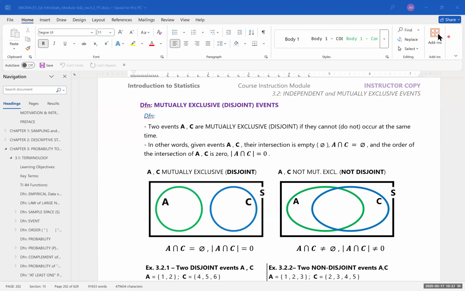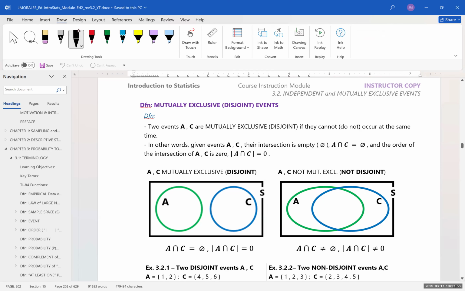Okay, so let's talk about the definition of mutually exclusive events. Another word for mutually exclusive is also the word disjoint. So, two events, A and C, are mutually exclusive or disjoint if they cannot occur at the same time. In other words, given events A and C, their intersection is empty.